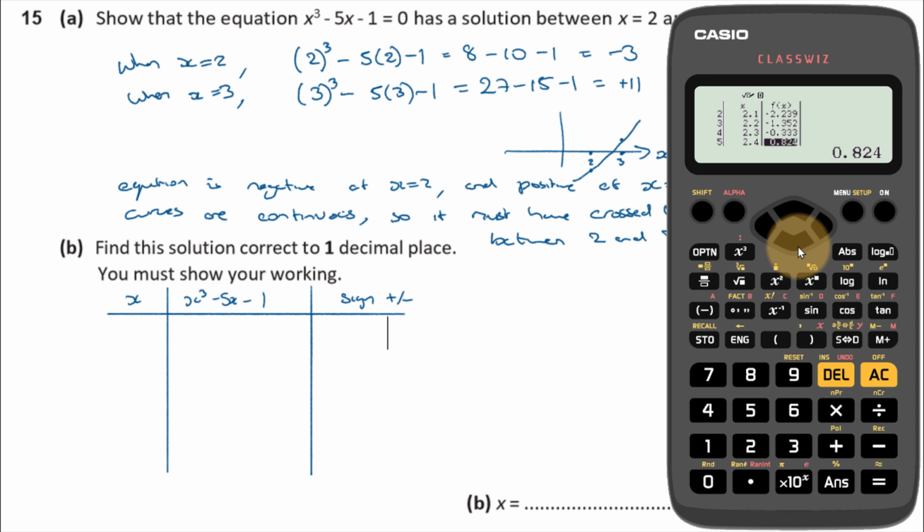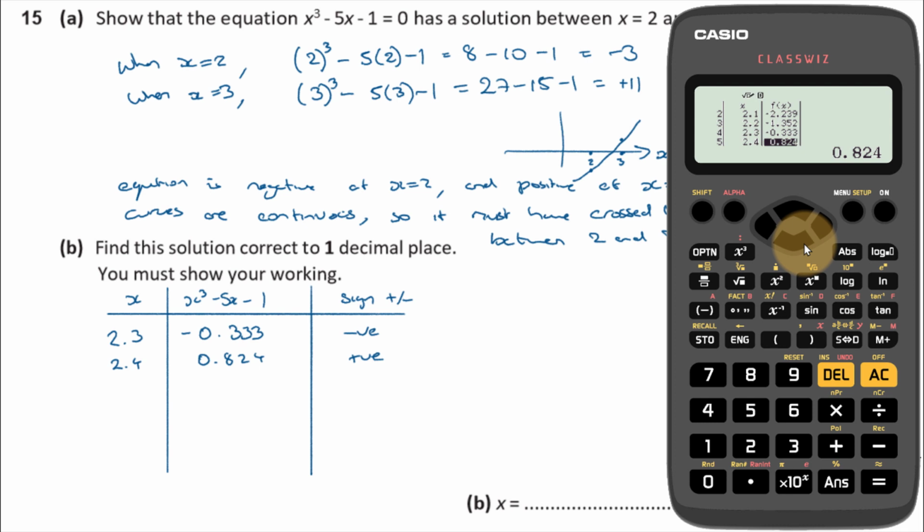Rather than doing trial and improvement, I'm just going to pull out those two values and put them down. So when x is 2.3, I know that it is minus 0.333, which is negative. And then at 2.4, it becomes 0.824, which is positive. So we had it pinned initially between 2 and 3, and now I've got it pinned between 2.3 and 2.4.